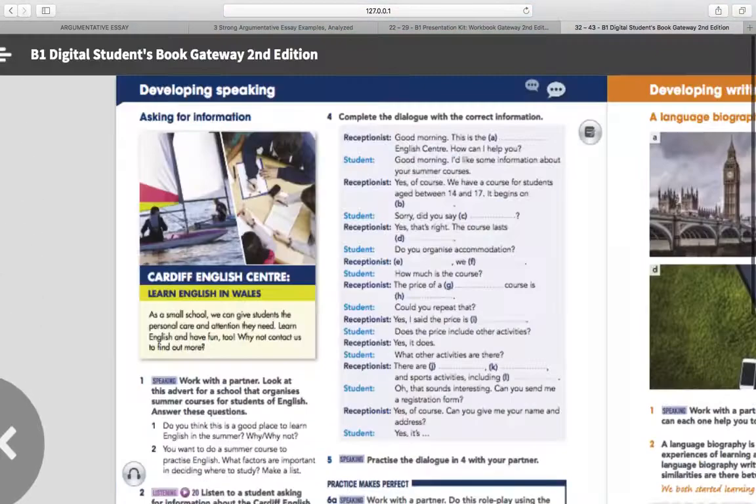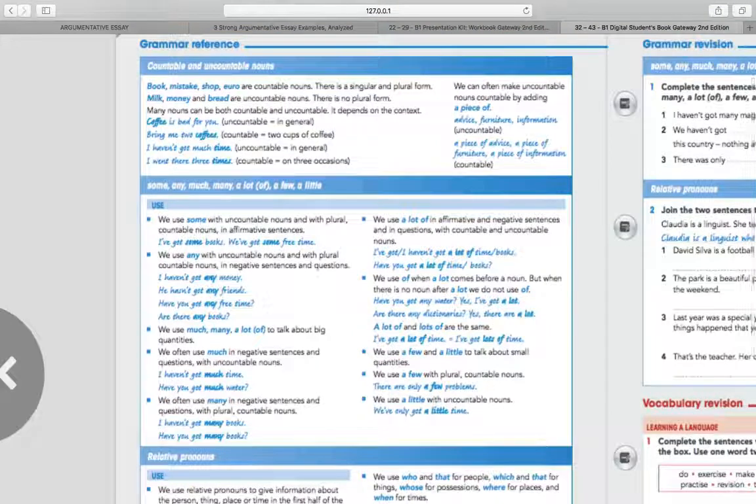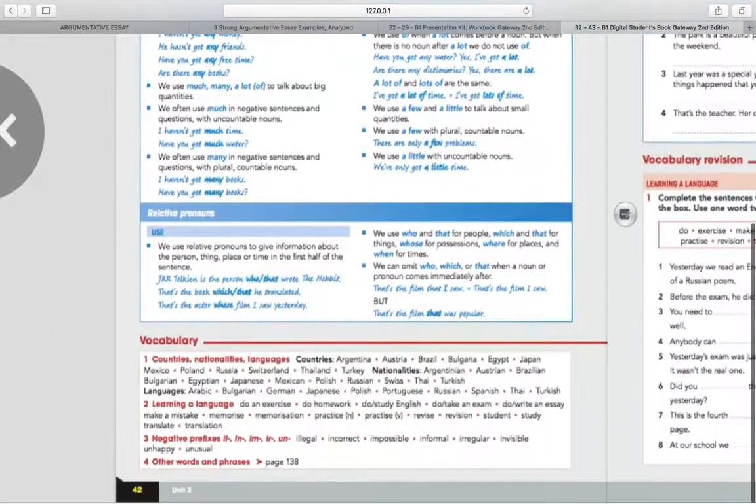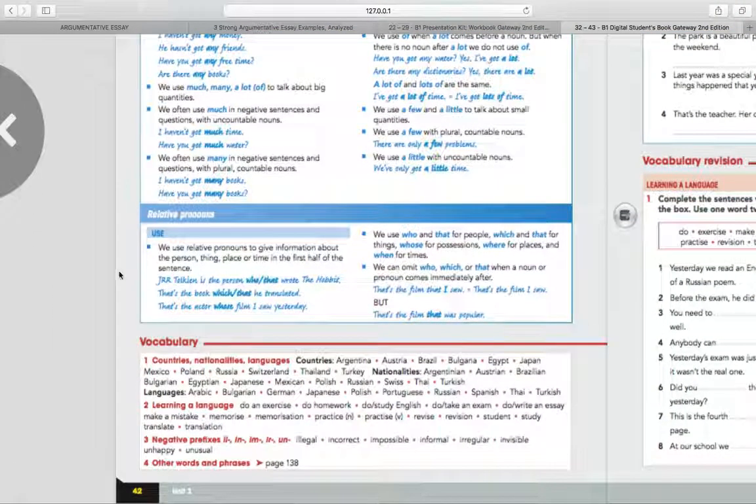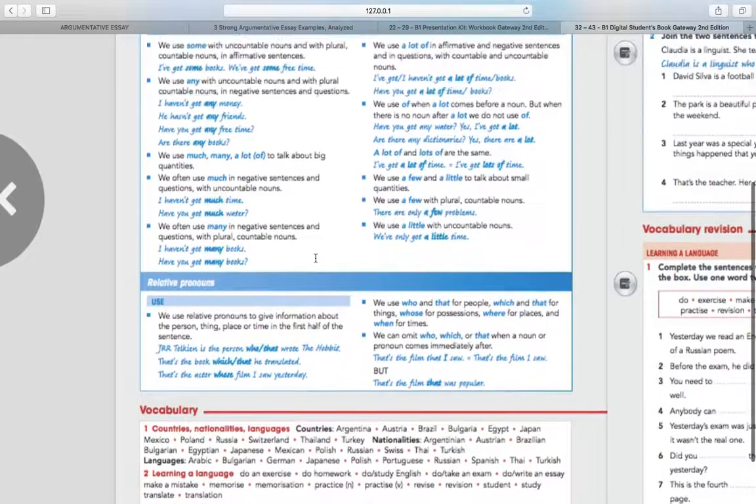Okay, let's get started. As you can remember, we have covered the topics countable and uncountable nouns and relative pronouns. If you want to make it more specific and beneficial, you can open page 42. Relative pronouns. If I want to give extra information, just basic information about a person or a thing or a place or a time, I have to use these pronouns.